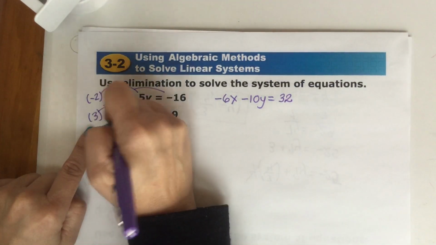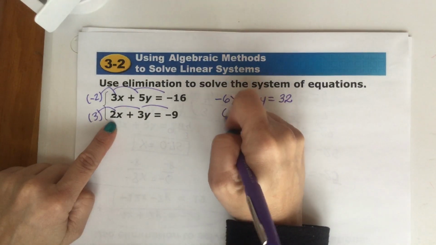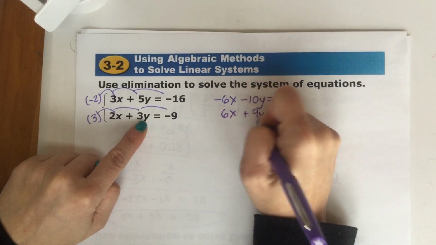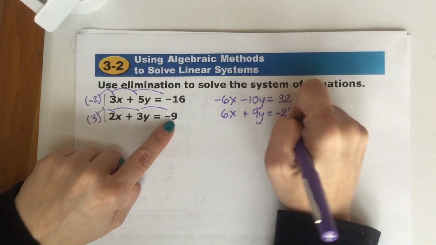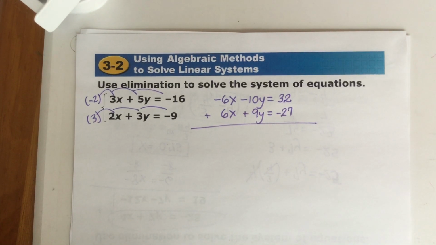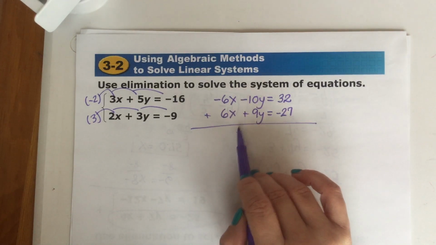Now the second equation, I am multiplying everything by 3. 3 times 2x is 6x. 3 times 3y is 9y. 3 times negative 9 is negative 27. Now I can add them together because if you look in front of the x's, I have a positive 6 and a negative 6. When you add those together, they become a 0. So the x's would be eliminated.